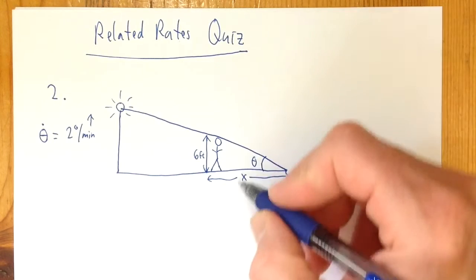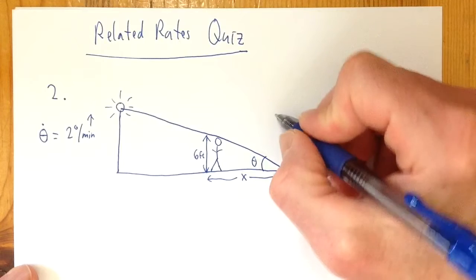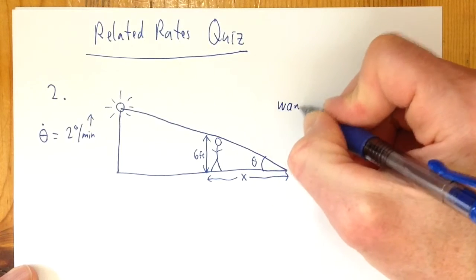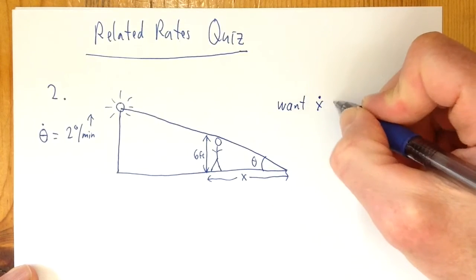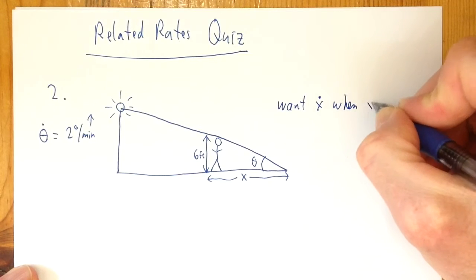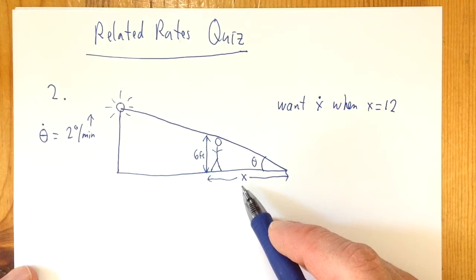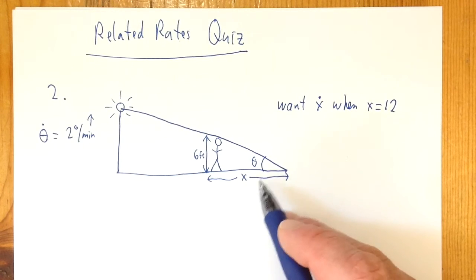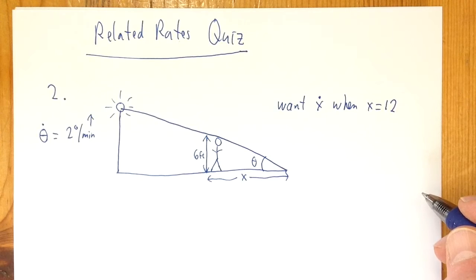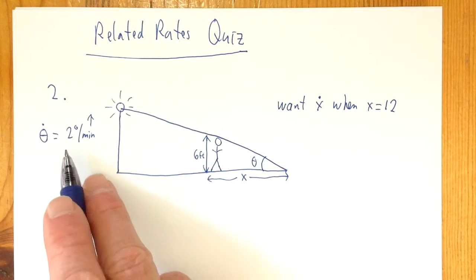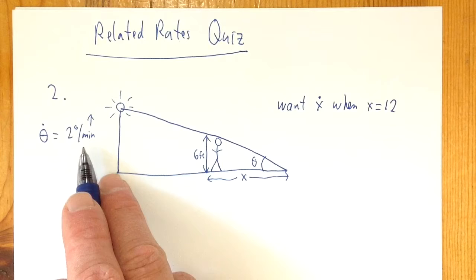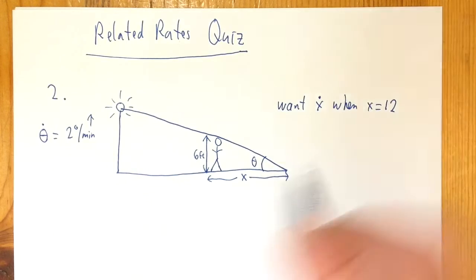Okay, so what we want is x dot, how fast the shadow is shortening. We want x dot when x is equal to 12. So when x is 12 feet, we want to know what x dot is. So when your shadow is 12 feet, how fast is it getting shorter? That's the idea.